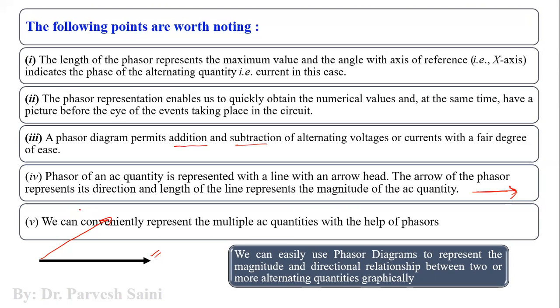Like in three-phase systems. In three-phase systems, we represent three voltages with three phasors which are kept at 120 degrees from each other, right? So phasor diagrams are basically to represent the magnitude and direction relationship between two or more alternating quantities graphically. So this is the graphical way of representing the alternating quantities.